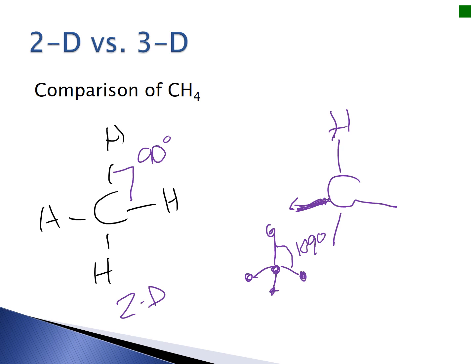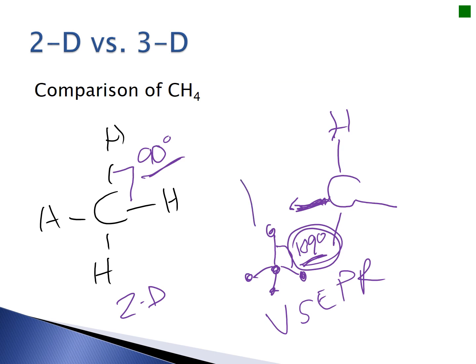109 degrees. So if these electrons could choose between having an angle separation of 90 degrees or 109 degrees, they are going to take on that 109 degrees because of the valence shell electron pair repulsion, which means that these electrons want to be separated as much as possible. And this shape is known as tetrahedral. Okay, and you will have to have all of these shapes memorized.